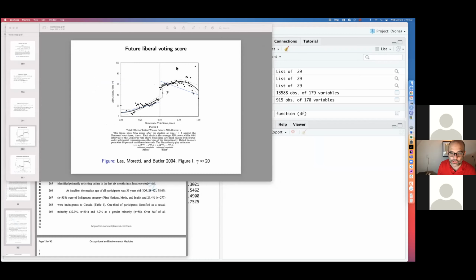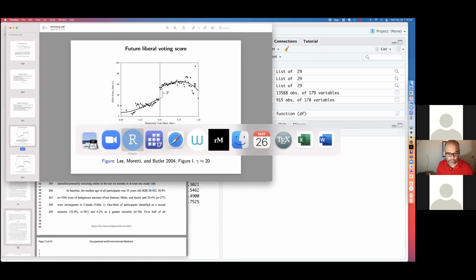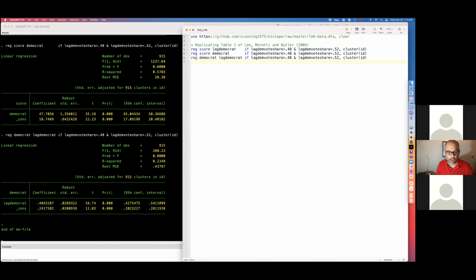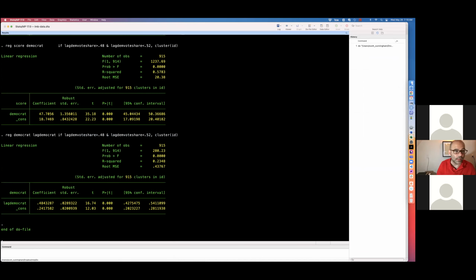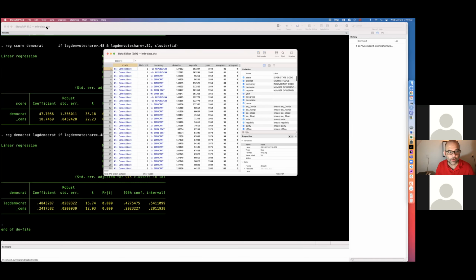Oscar says, can you show the table of data? Yeah, I can show the table of data. Is it okay if I show it in Stata though? Because I don't know how to do it very well in R. So let's look at the data editor here.